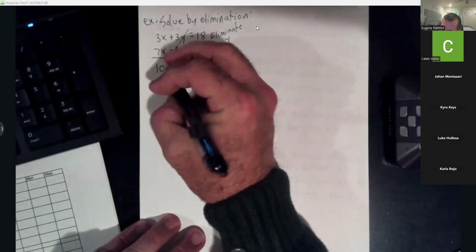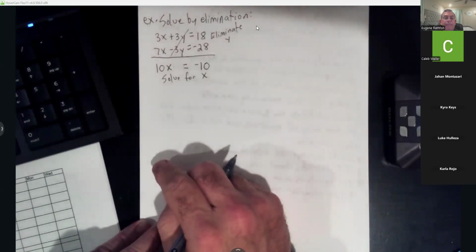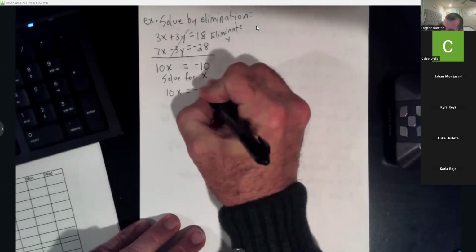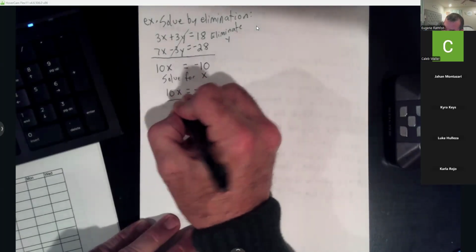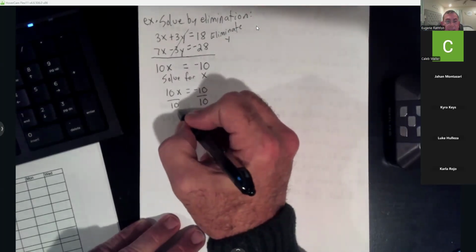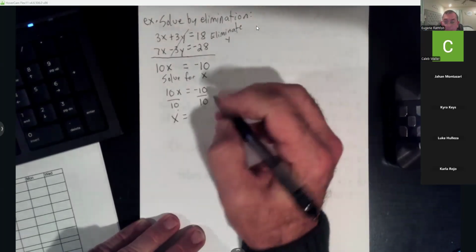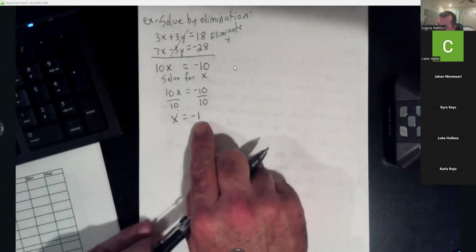So now we're going to solve for x. So I got 10x equals negative 10. I need to turn the 10x into a 1x. So I'm going to divide both sides by 10. So 10 divided by 10 gives me a positive 1x. Negative 10 divided by 10 gives me a negative 1. Alrighty. We know our first variable x equals negative 1.